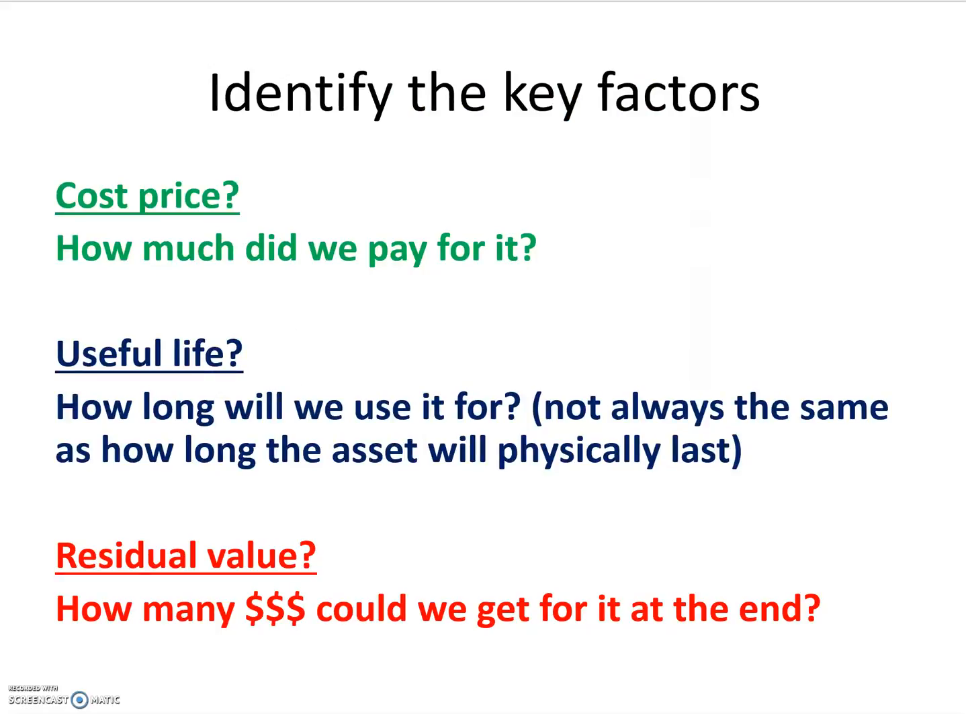Okay, so there's some important things we need to identify to work out depreciation. We need to know the cost price, how much we paid for it in the first place. We need to know that useful life. How long will we use it for? And remember, it's not always the same as how long it will physically last. And then we need to know something called residual value. And that's what we estimate, and remember it's an estimate here, as is useful life, how much money we could get for it at the end. So even though maybe it's no longer useful to us, maybe we could sell the asset for a certain amount of money and someone else could use it. So they're the three key things we need: cost price, useful life, residual value.